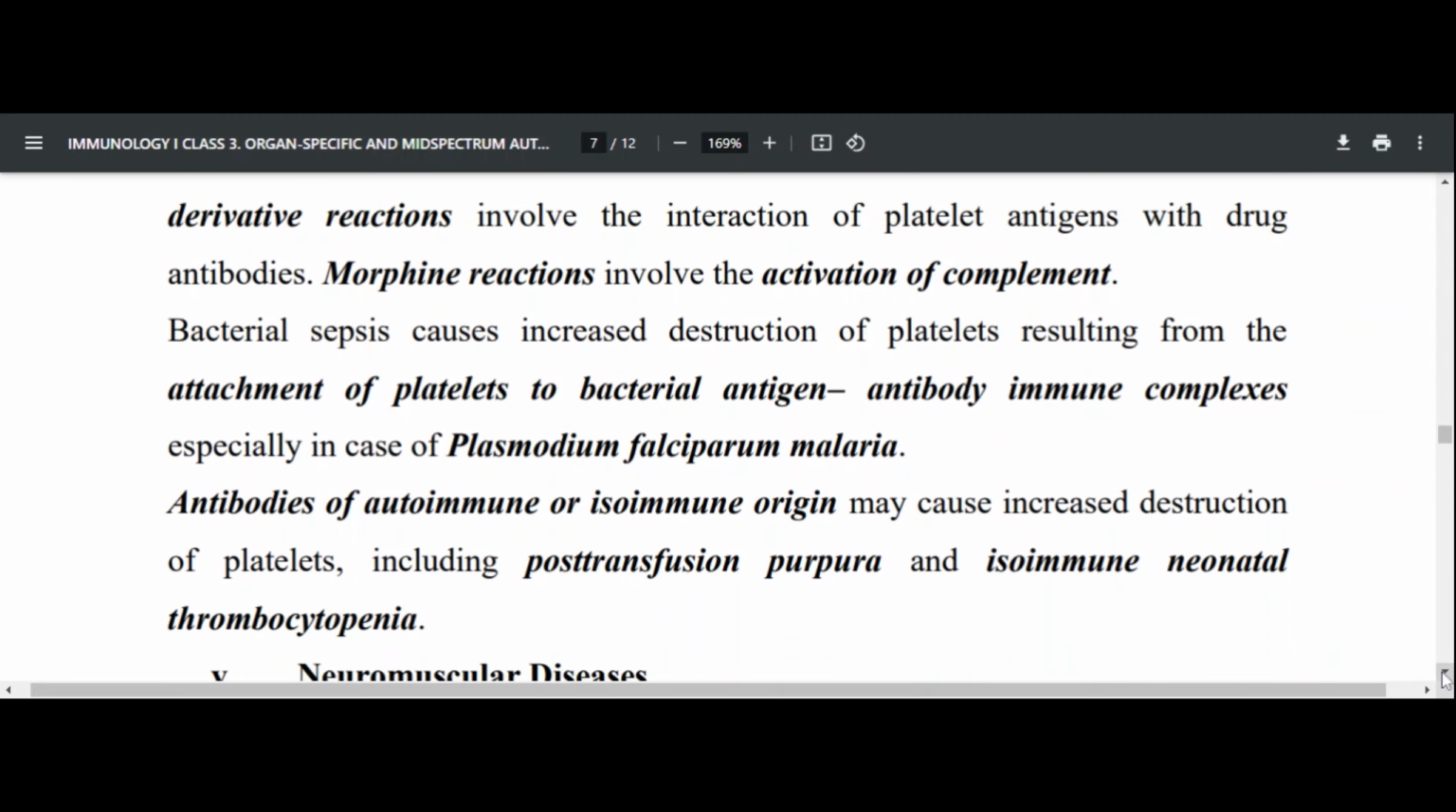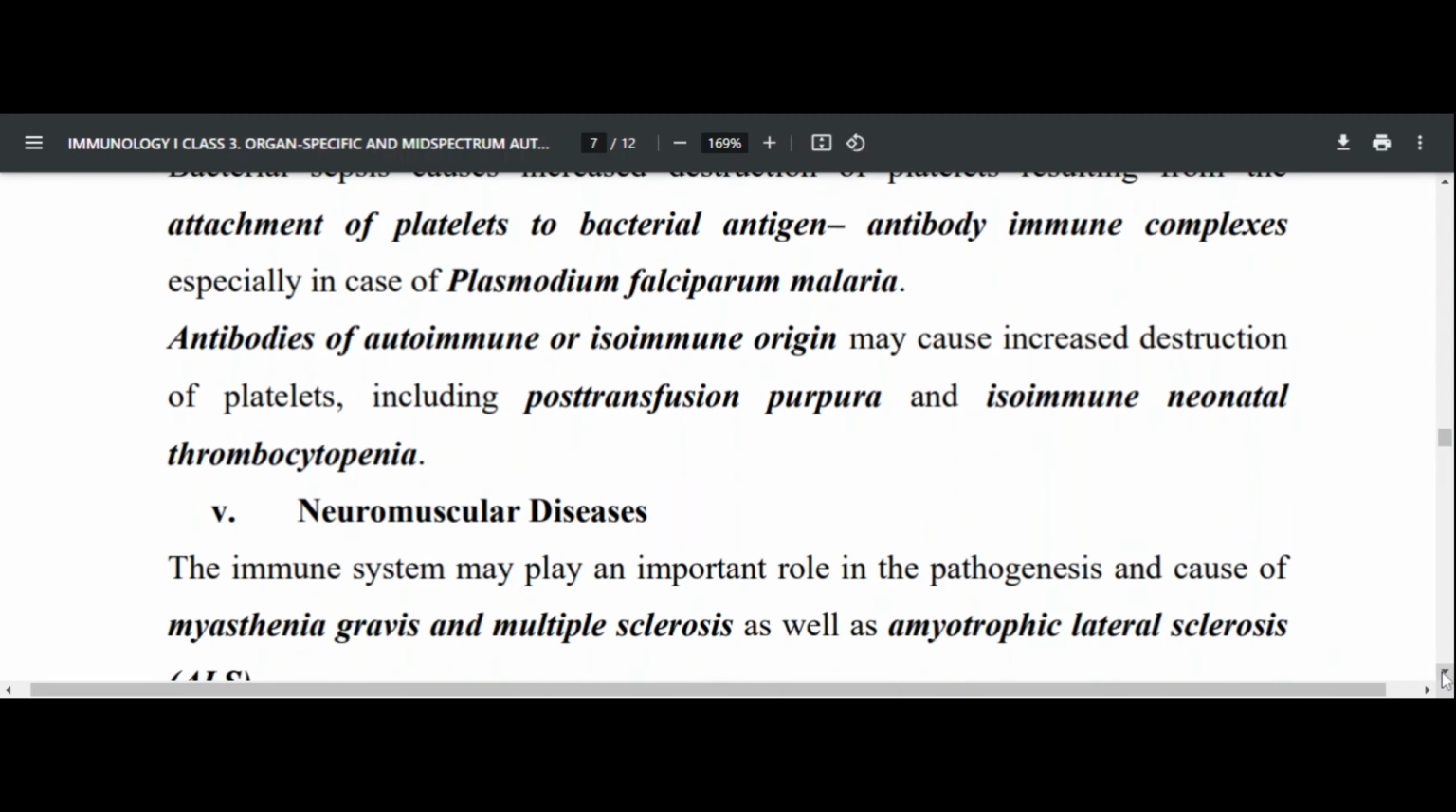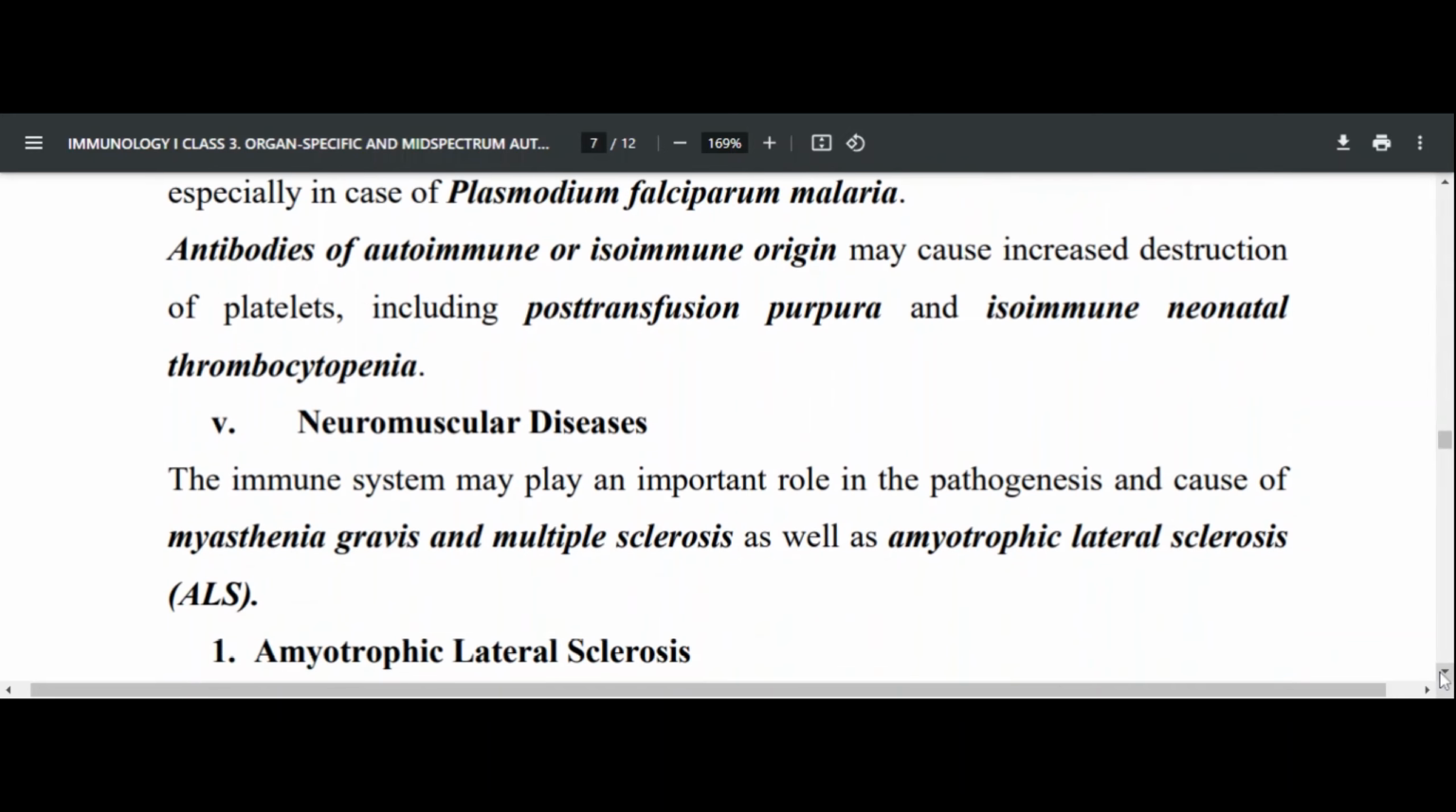So there are many other antibodies that can also lead to thrombocytopenia, including, of course, post-transfusion purpura. Those are other isoimmune antibodies against platelets.